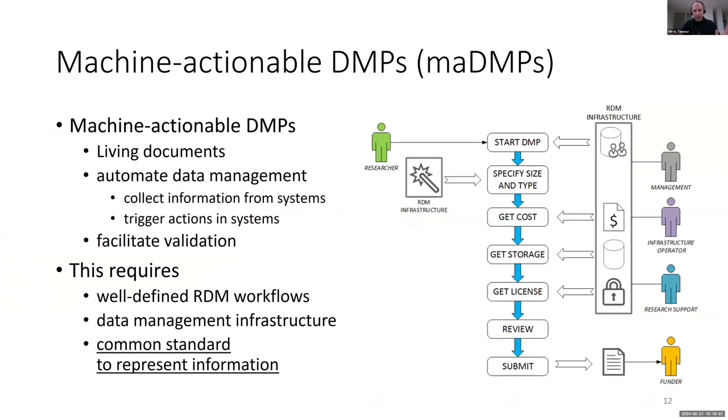Basically, we said that if we have all these systems that are exchanging information between the stakeholders, like you can see in this figure, in the middle you have a typical process of writing a DMP. So you start with estimating size and type. This comes from the researcher. And then you have estimations on cost, storage, licenses, and then finally the submission to the funder. A lot of the information, the cost, storage, and license, can be provided on behalf of other stakeholders if there are systems in place. To be able to implement such a workflow, we need to know the responsibilities.